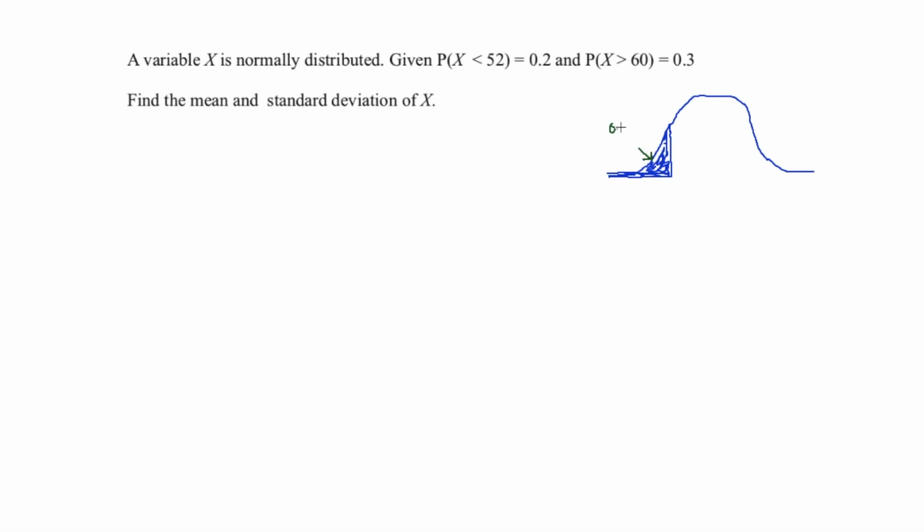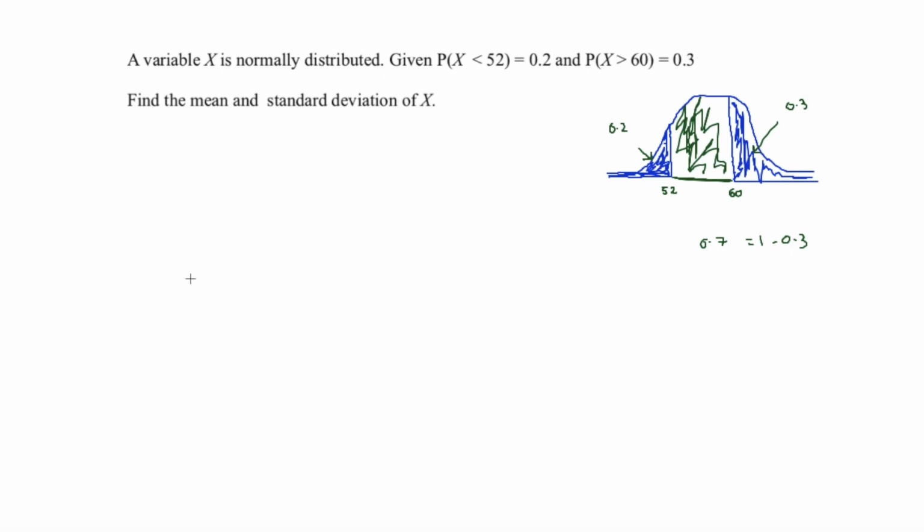We are also saying that x is more than 60. If, say, 60 was around here, then that area there is going to be 0.3. So that area there is 0.3 if that is 60 there. To change it around, because of its symmetry, we can say that less than 60 is going to be all of this, so that plus all of that, which is going to be 0.7, and that is equal to 1 minus 0.3.